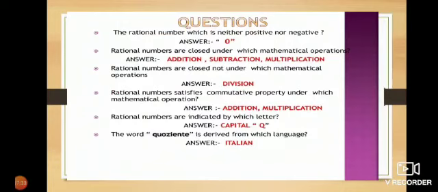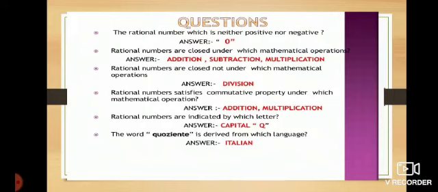Here are some questions regarding rational numbers. The rational number which is neither positive nor negative, obviously, is 0, which does not have any sign. Rational numbers are closed under which mathematical operations? Addition, subtraction and multiplication, which is the closure property. Rational numbers are not closed under which mathematical operation? That means rational numbers do not hold good for division in closure property. So your answer is division.